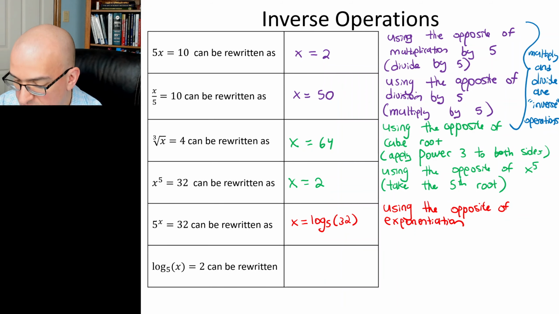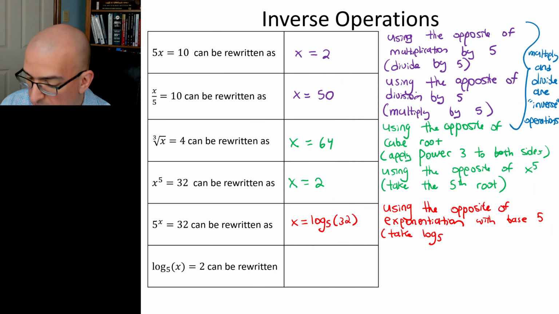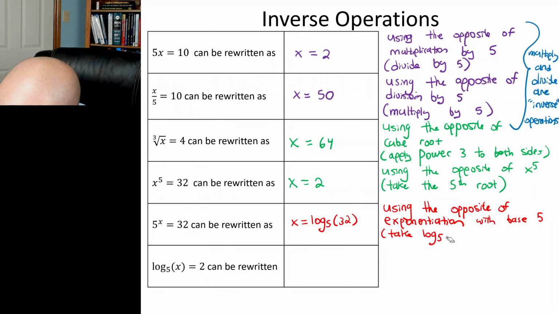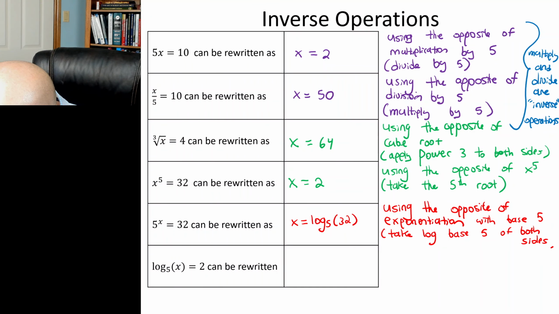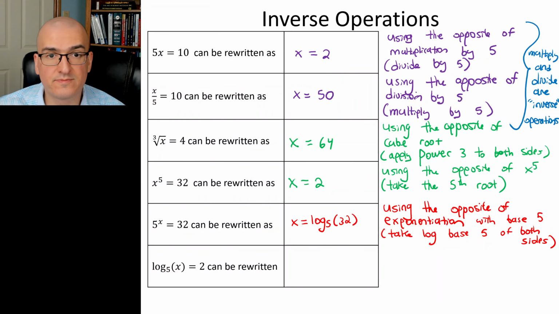So we're doing the opposite of exponentiation. We're logging. Take log of both sides. The opposite of exponentiation with base 5 is take log base 5 of both sides.